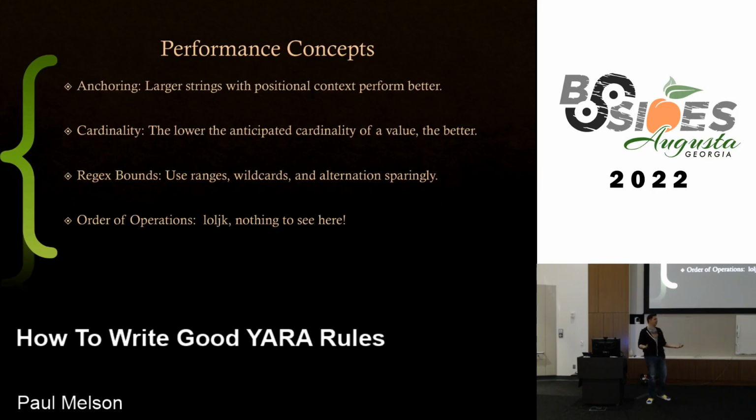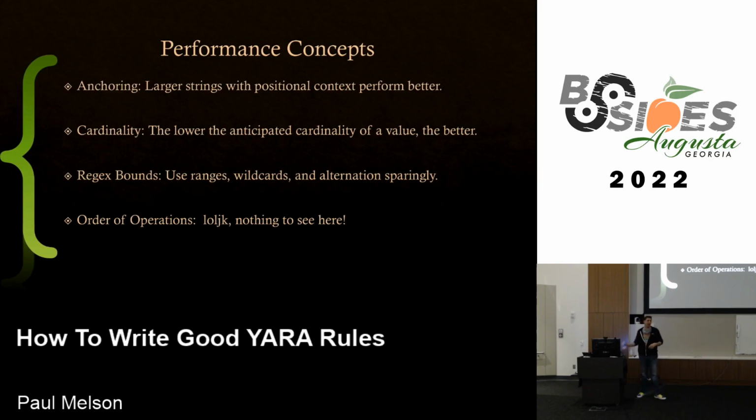Cardinality. Cardinality is a really fancy word. I recommend you learn it so that you sound smart, but it just means counting. The cardinality of a thing is the anticipated number of times that we will count it. So high cardinality means lots. Low cardinality means not lots. So anyway, we're looking for things that are anticipated to be of low cardinality, which means they shouldn't happen a lot of times in a given file, right? And I'll give you some examples of good and some examples of bad.